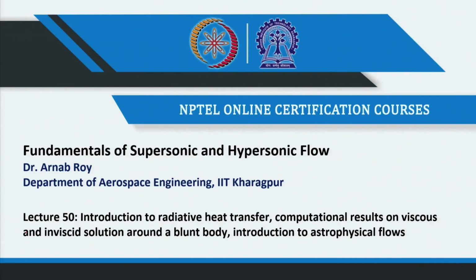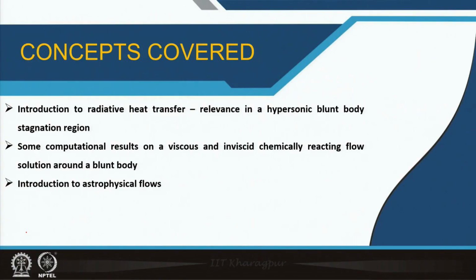In the last lecture of week 10, let us have a brief discussion about radiative heat transfer and how it is significant for hypersonic flows. We would look at its relevance in particular for the hypersonic blunt body stagnation region. After that, we will look at some computational results on viscous and inviscid chemically reacting flow solution around a blunt body, and before we end, we discuss a little bit about astrophysical flows, a brief introduction.